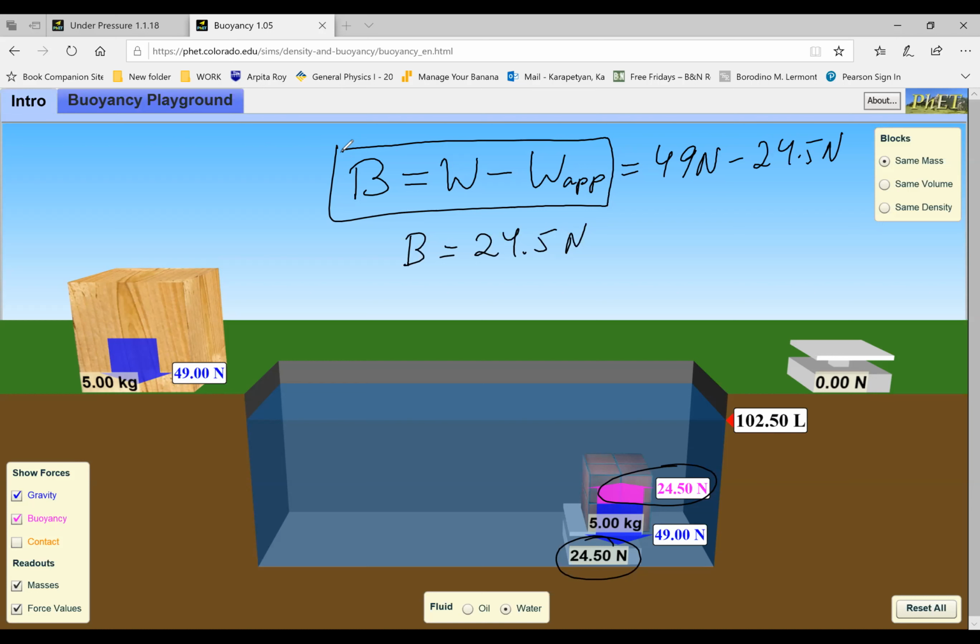Weigh something in air, weigh the same thing when it's completely immersed in water, and then take their difference. Actual weight minus apparent weight will give you the buoyant force.